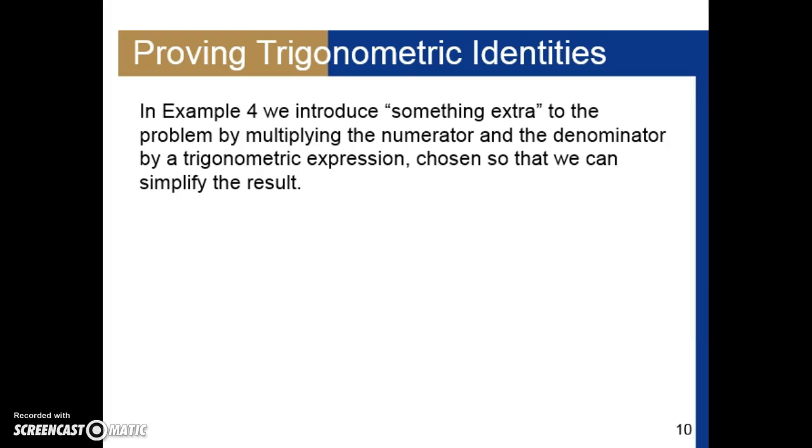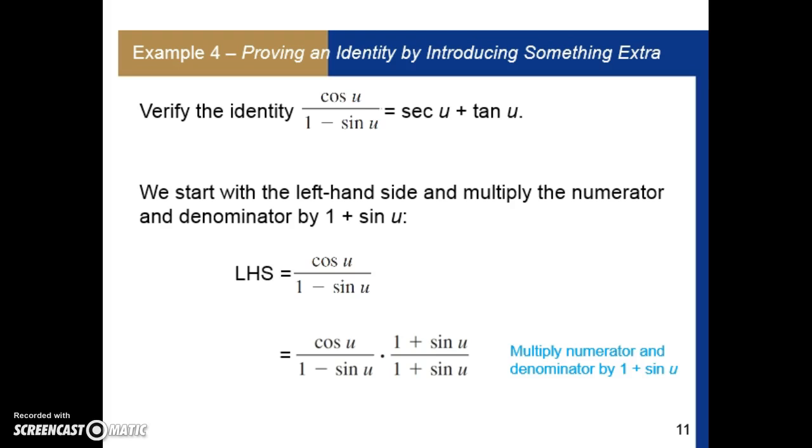All right. So we're going to introduce something extra in this next example: we may need to multiply by or divide by or do something extra besides just change things into sine and cosine, so that we can try to manipulate or work mathematically on one side of that equal sign until it looks like the other side. So here they want us to verify this identity. We have the cosine of u over 1 minus the sine of u, and that has to equal the secant of u plus the tangent of u.